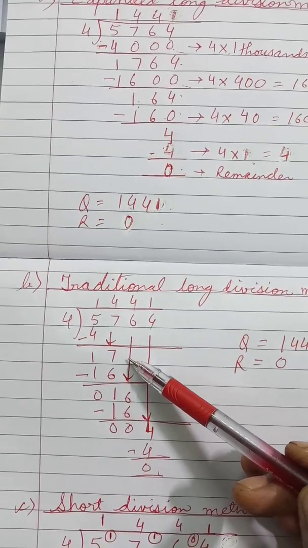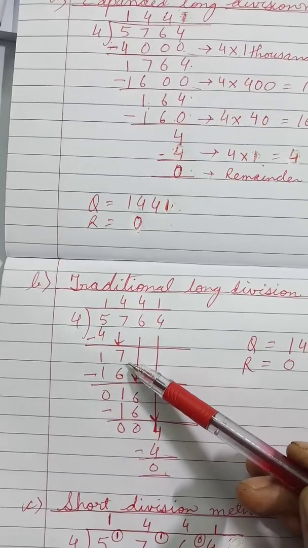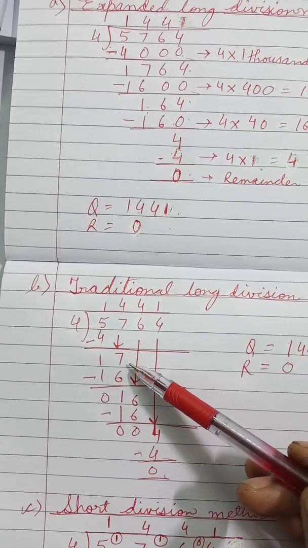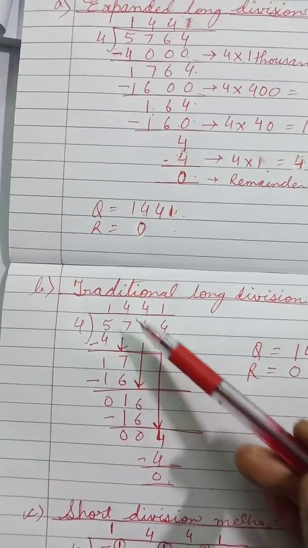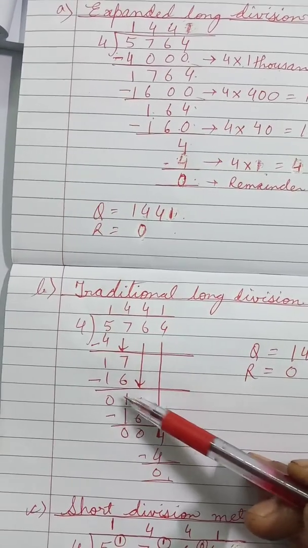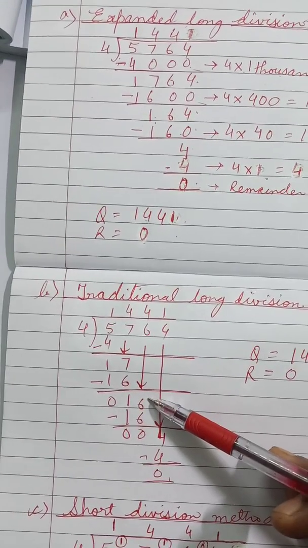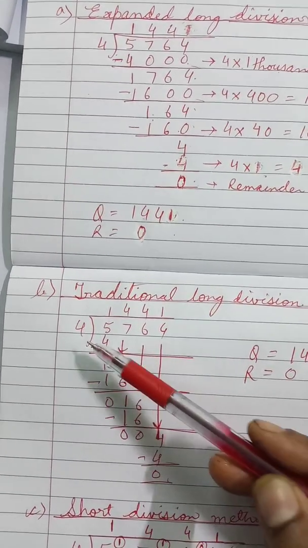4 1s are 4, 4 2s are 8, 4 3s are 12, 4 4s are 16 and 4 5s are 20. But we cannot apply 20 here because it is more than your 17. So you apply 4 4s are 16 here. 7 minus 6 is 1. 1 minus 1 is 0.